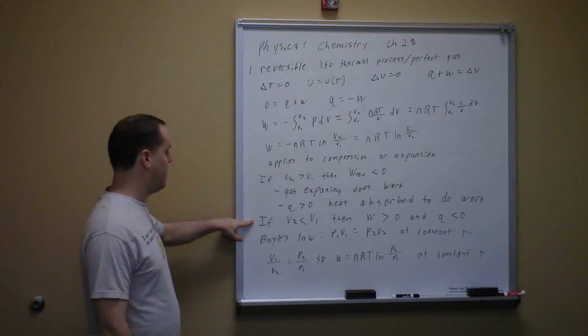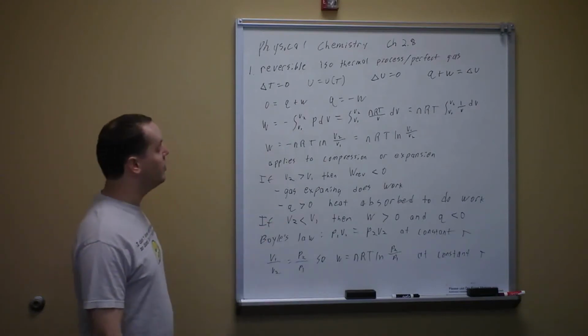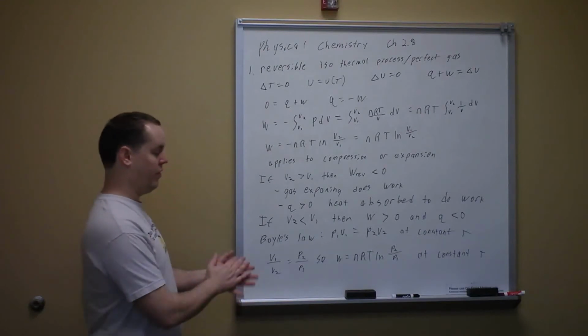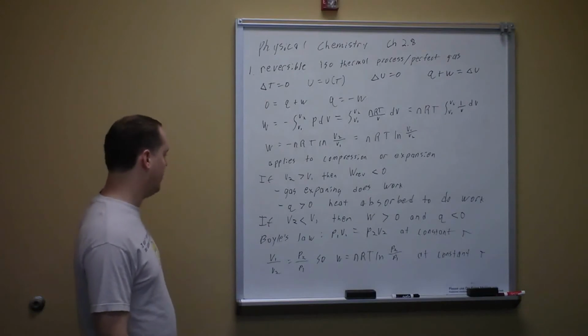And vice versa, if the volume at state 2 is less than the volume at state 1, then work is greater than 0, which means we compress the system, and of course then heat must have come out. Q is less than 0.